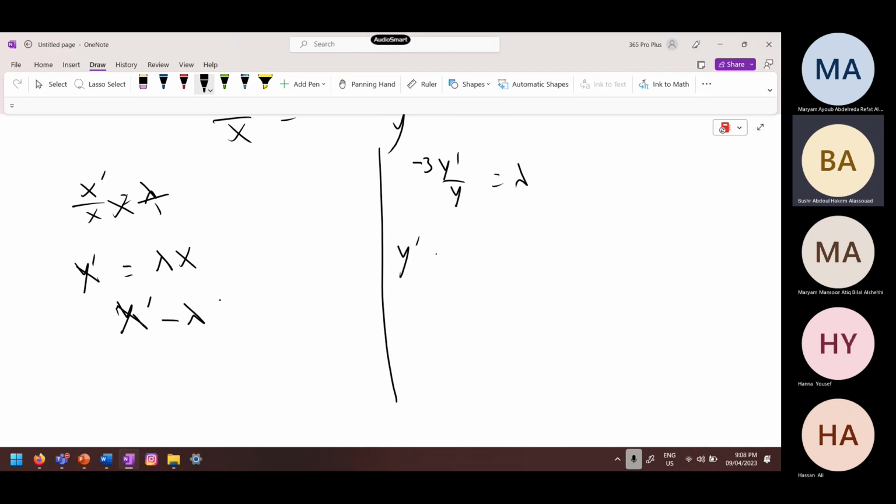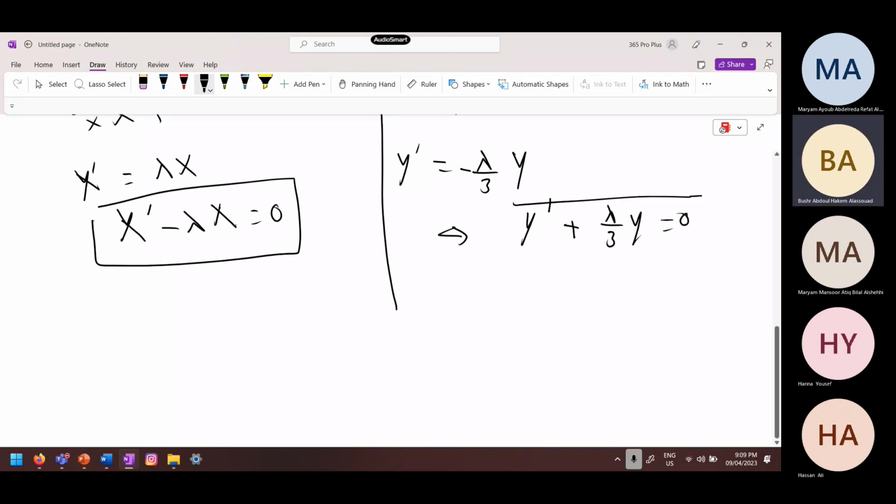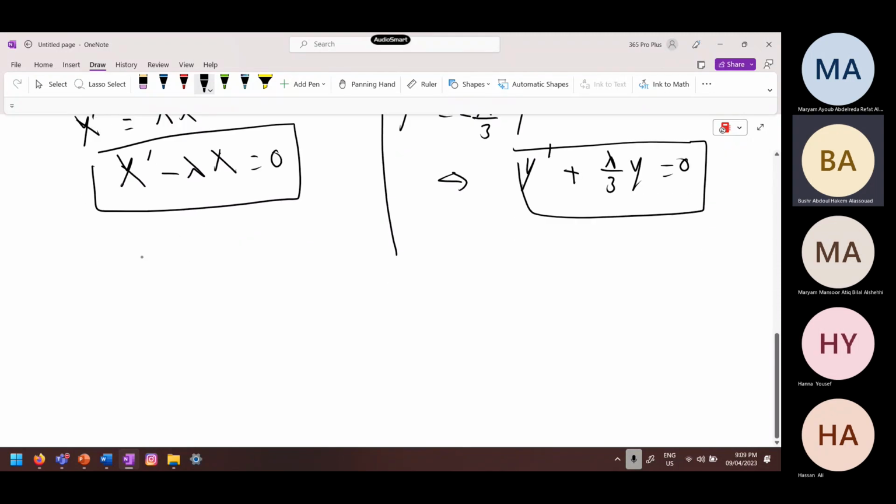Sorry, this is X prime. So X prime minus lambda X equals zero. This is our first equation for this part. And as for this one, you'll get Y prime plus lambda over 3 Y equals 0. This is our first equation for this part of the question.